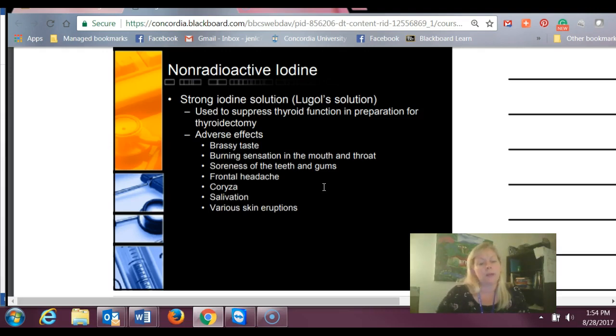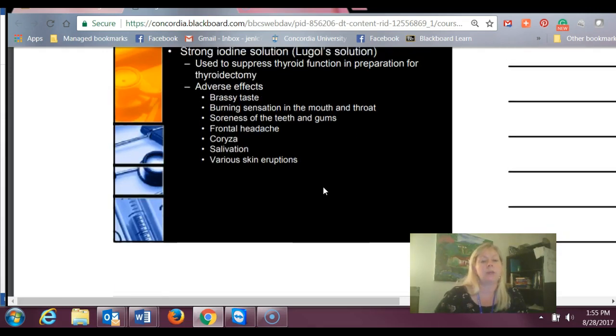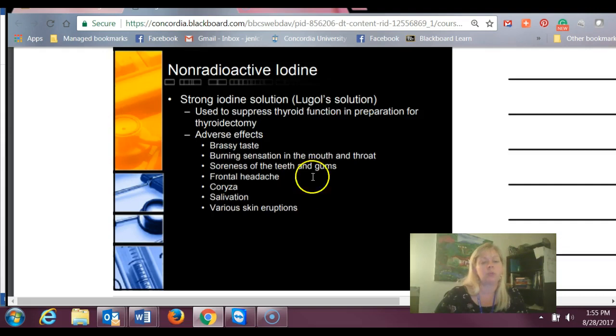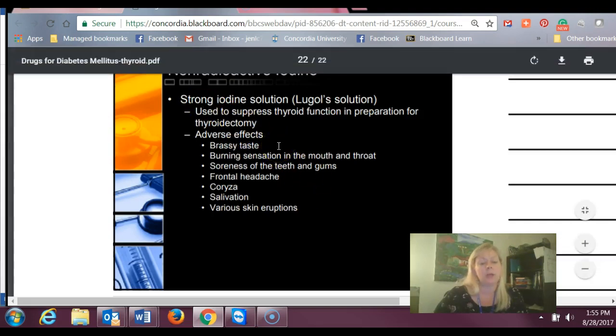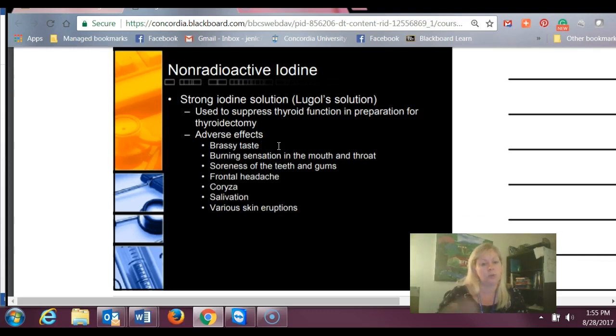Non-radioactive iodine. It's a strong iodine solution called Lugol's solution. This is only used to suppress the thyroid in preparation for a thyroidectomy. There are some adverse effects to it, such as it tastes brassy, which I'm not really sure what brassy tastes like, but anyways, brassy taste. A burning sensation, soreness of your teeth and gums, a headache. You can get a runny nose, salivation, various skin eruptions. I personally have not had experience with Lugol's solution, but just remember this is not radioactive, and it's used in preparation because you can still suppress the thyroid with this iodine solution, and it's for thyroidectomy.